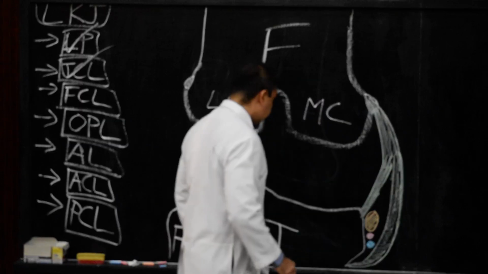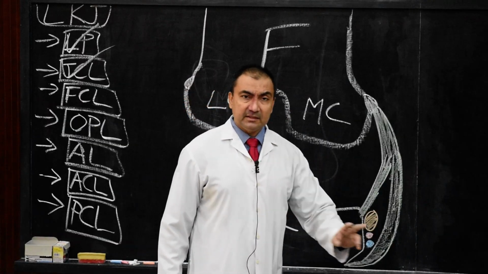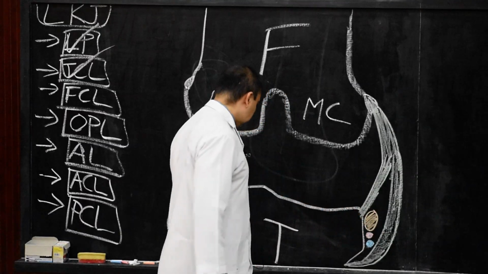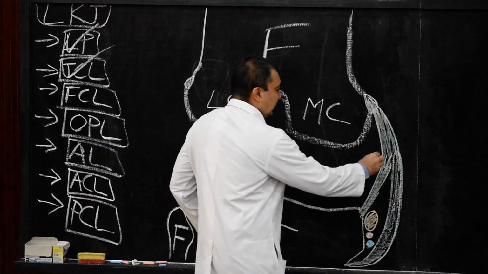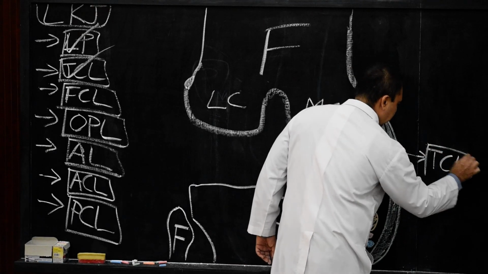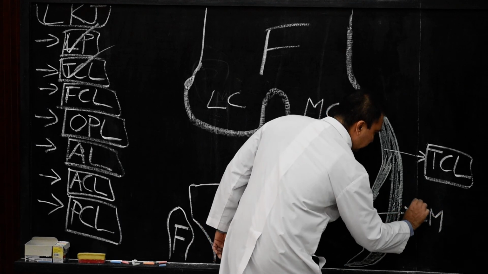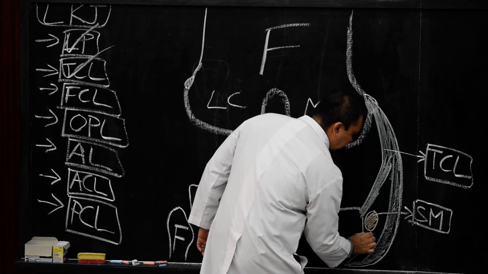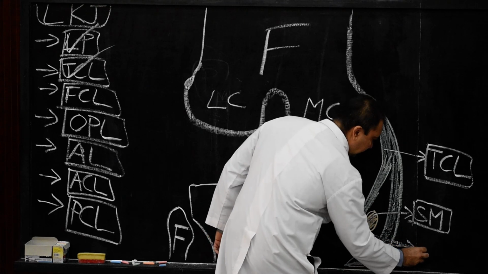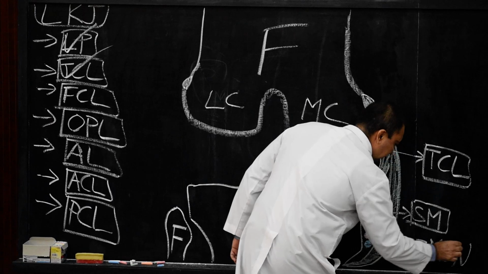So these are the structures which are present between the superficial and deep slips of tibial collateral ligament. They may be asked as a 1 mark question, or in MCQs also. So here you need to mark this. We are going to mark this as tibial collateral ligament, this as semimembranosus muscle, and this structure as inferior medial genicular vessels.